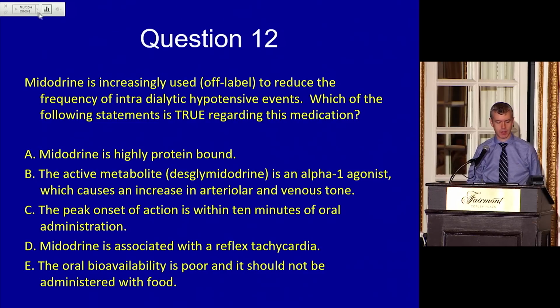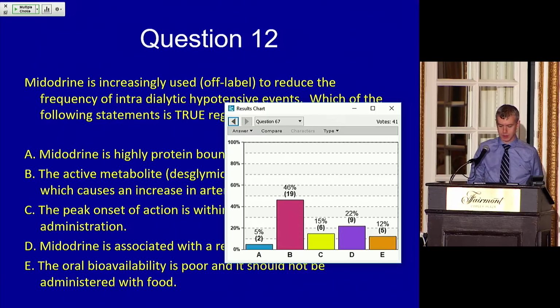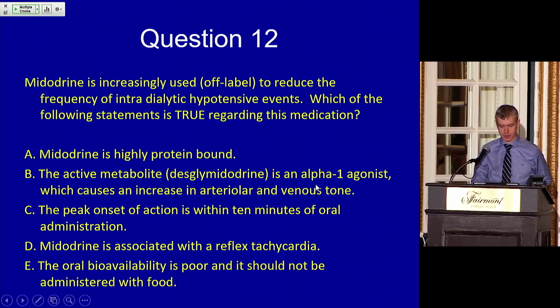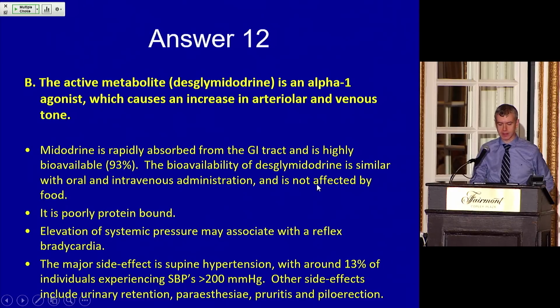Okay, let's check. So a bit of a split here. Most people going for B, some C, D, E, so a wide variety. The correct answer here is actually B. So the active metabolite is an alpha-1 agonist, which causes an increase in arteriolar and venous tone. Midodrine is rapidly absorbed from the GI tract and is highly bioavailable. The bioavailability of the metabolite is similar with oral and intravenous administration and is not affected by food.